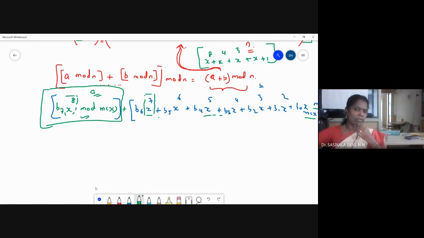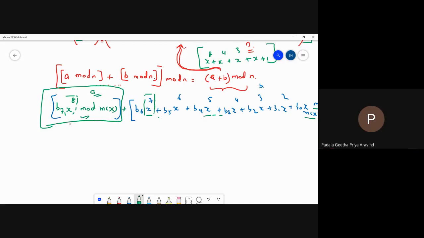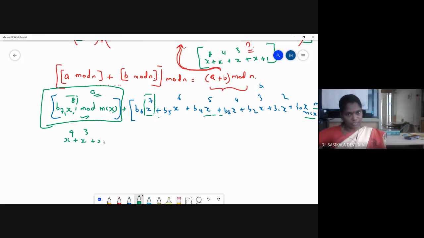Students, are you able to follow me? x^48 mod x^48 plus x^44 plus x cube plus x plus 1. What is the remainder? I have shown it in the previous slide, no? The remainder is x power 4 plus x cube plus x plus 1. So this part alone is to be reduced like this.